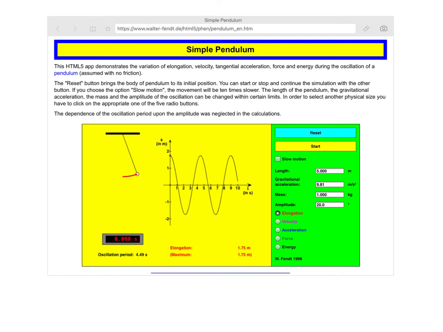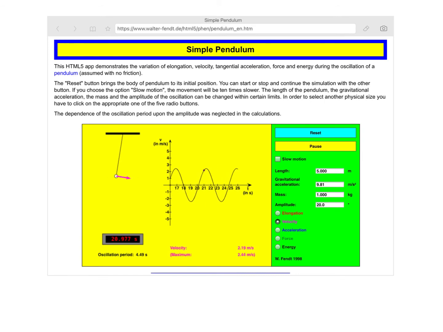Now I've increased the amplitude to 20 degrees. And now let's start the simulation again. And notice that it's swinging out further. It's plotting the position and time. I can also choose to look at the velocity of the bob.